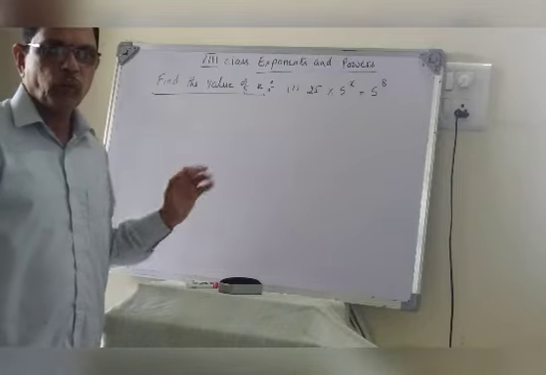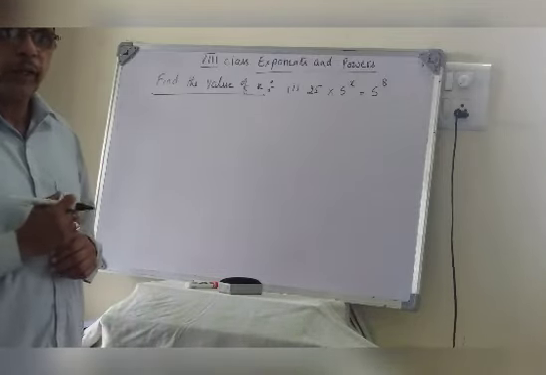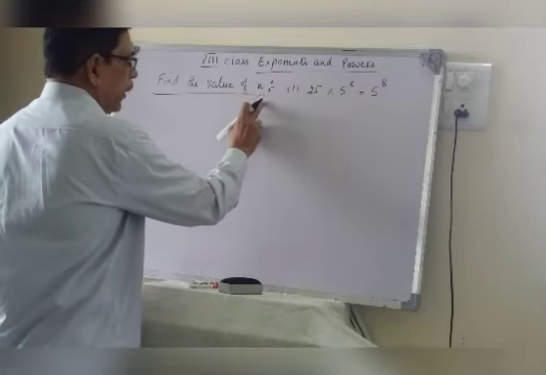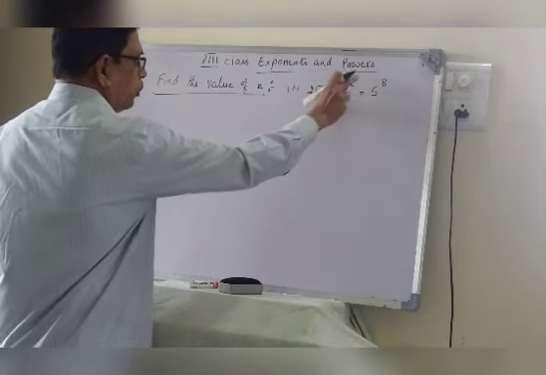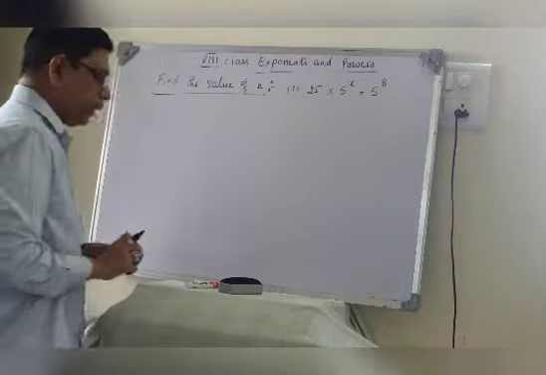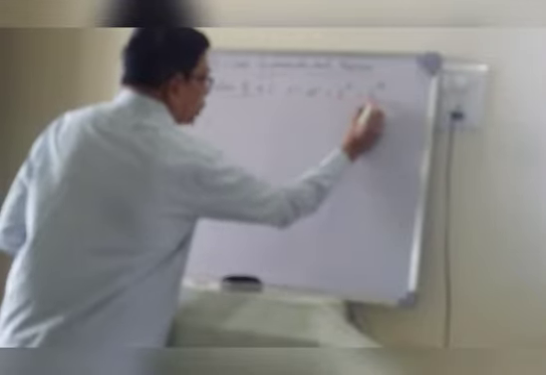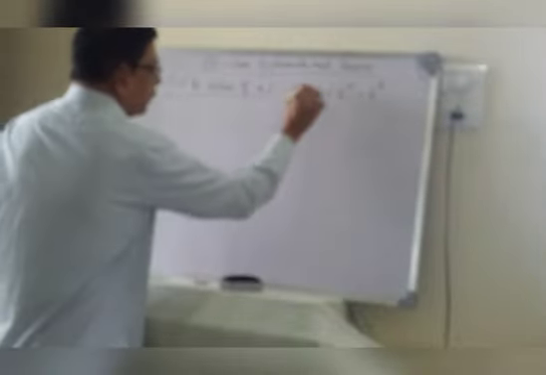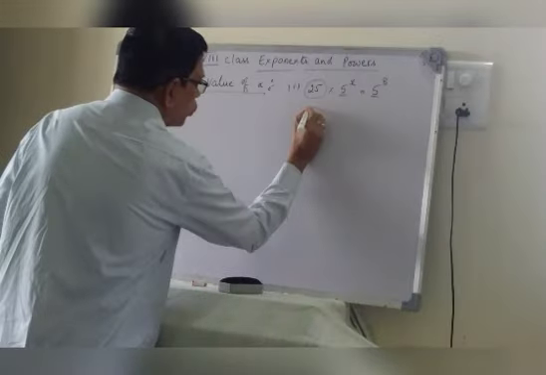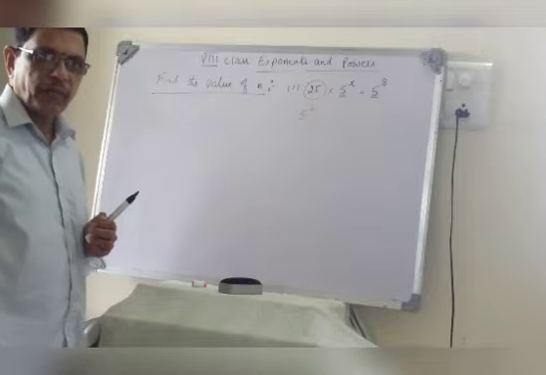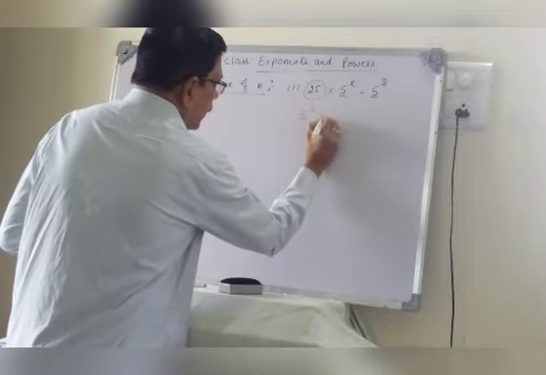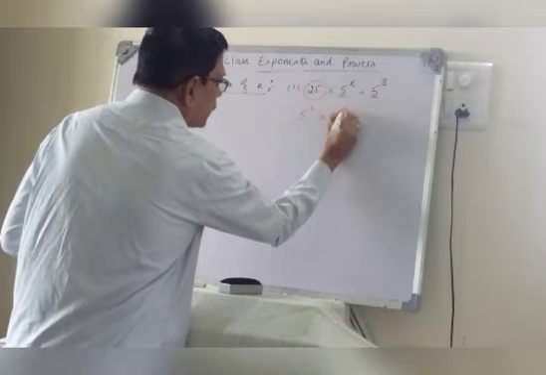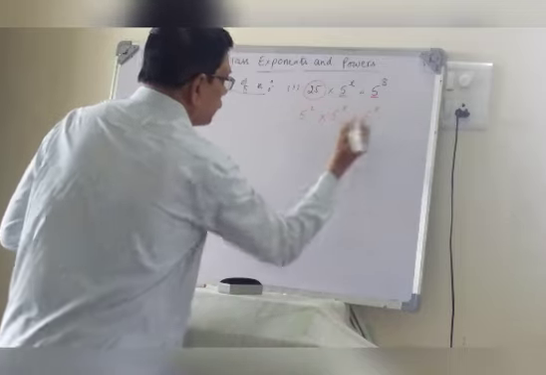So we solve some problems by using the laws. Find the value of x. 25 into 5 to the power of x is equal to 5 to the power of 8. So here what is the base? The base is 5, and here also the base is 5. Now here we have a number 25. So this 25 we can write as 5 square. Is it clear, all of you? 25 we can write as 5 square into 5 to the power of x is equal to 5 to the power of 8.